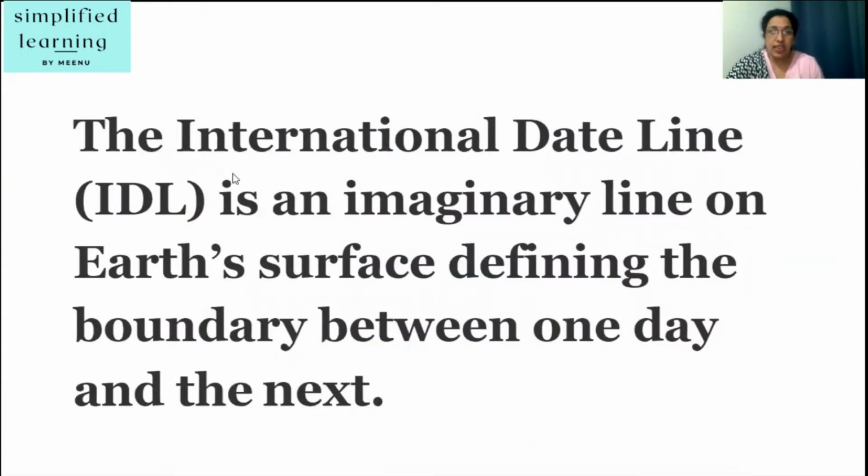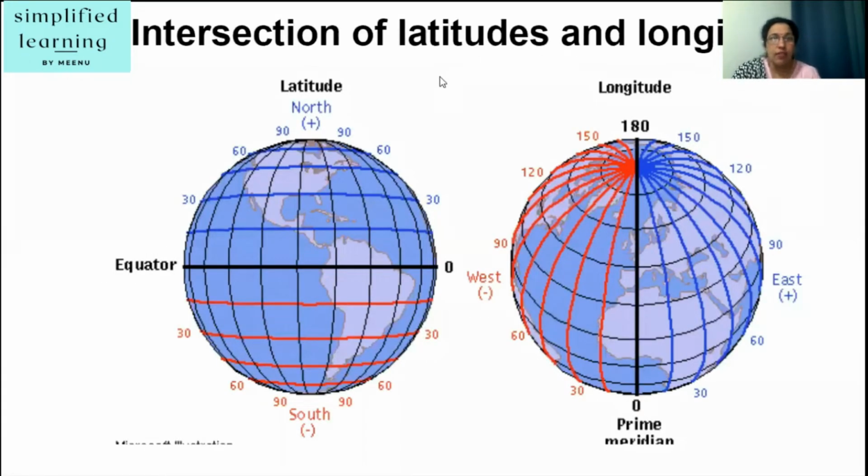The international dateline is an imaginary line on Earth's surface defining the boundary between one day and the next. Now let's have a look at the intersection of latitudes and longitudes, because now you know what latitudes and longitudes are. Here you can see how latitudes and longitudes get intersected. Clear? Yes, and that helps us to locate a particular place.